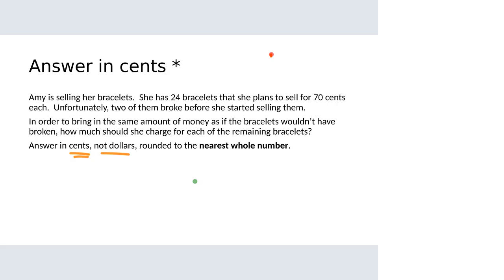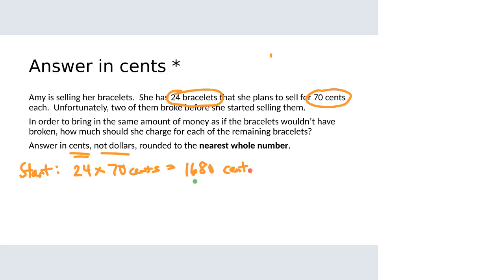So she started out with 24 bracelets that she wanted to sell for 70 cents each. 2 of them broke, so she's only going to have 22 to sell. But originally, at the start of this, what she was hoping to do was 24 bracelets times 70 cents. So 24 times 70 is 1,680 cents is what she was going to make.